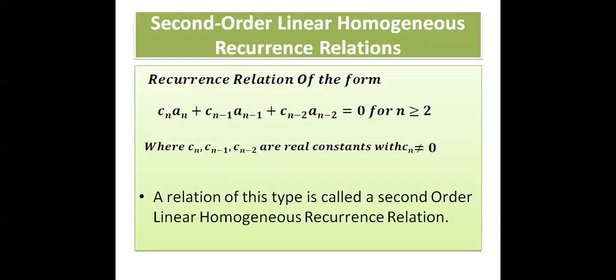If c_n is equal to 0, we get the first order linear recurrence relation. So this is nothing but the homogeneous recurrence relation.